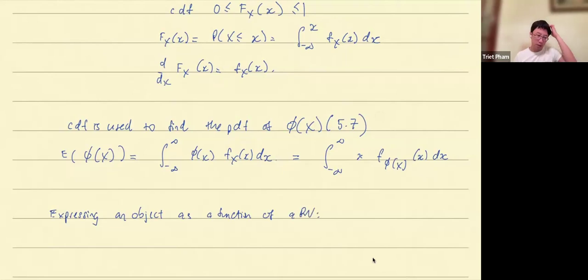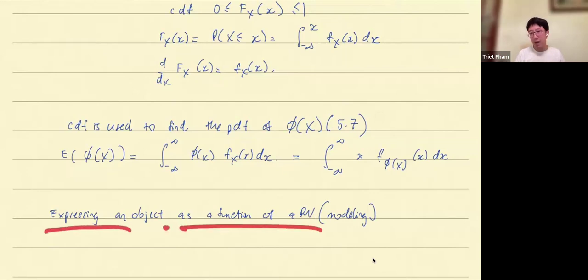This is under the bigger idea of modeling. When you model, you basically have to say what you're modeling, how you write down the mathematical expression of whatever you're modeling. That's really it: expressing an object mathematically. And here you write it as a function of a random variable.